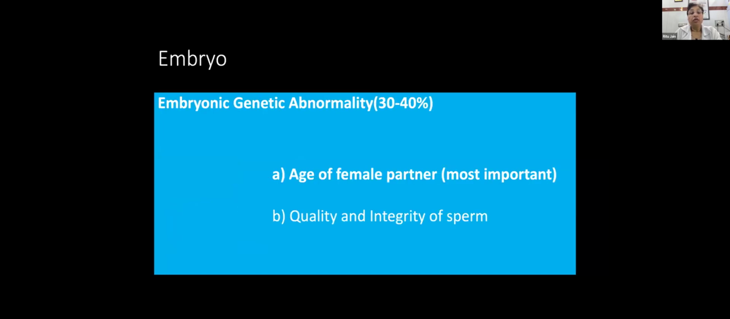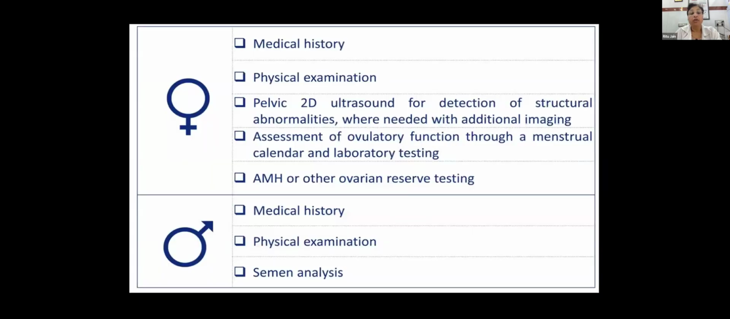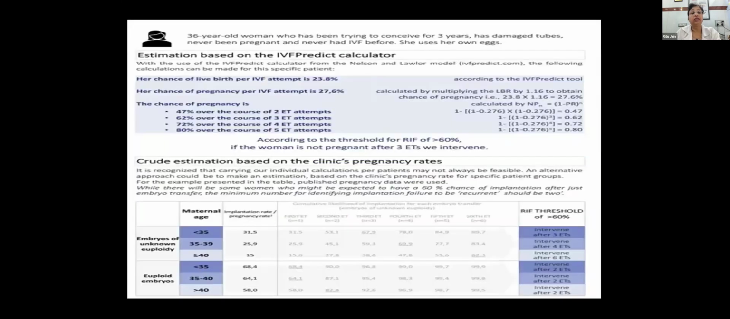Taking first the embryonic or genetic abnormalities, age of the female being the most important. When a couple comes, a complete medical history and physical examination is mandatory: assessment of ovulatory function, AMH, ovarian reserve testing, ultrasound. In the same way, the medical history of the male, physical examination and semen analysis.